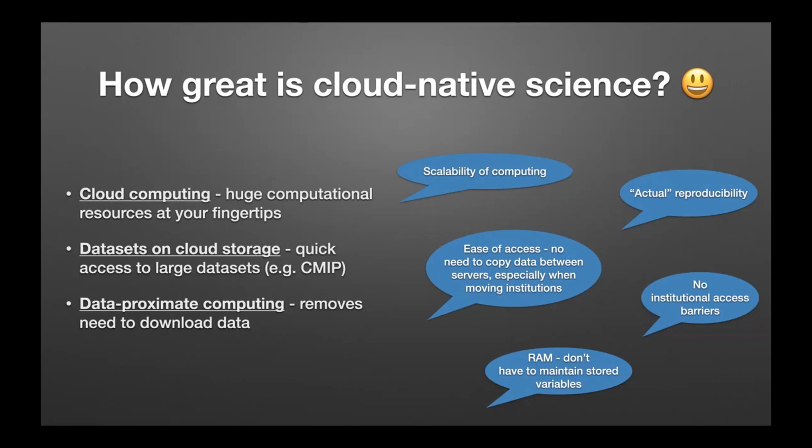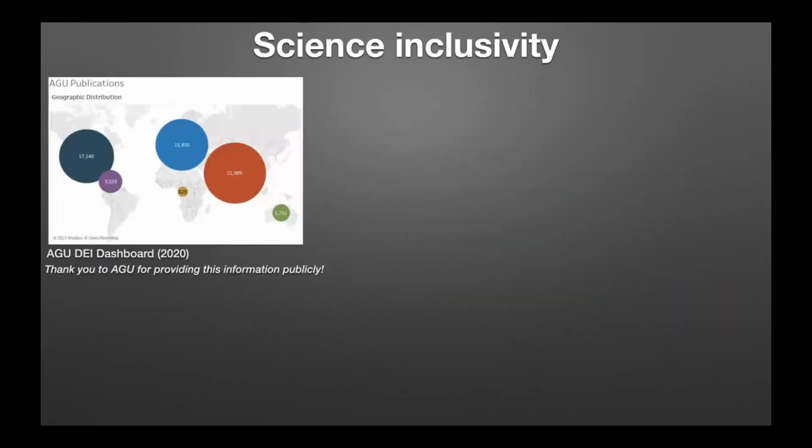So we can do that very easily on the cloud. So these are a lot of great benefits of cloud computing. Now I'm going to just take a brief aside and talk about science inclusivity. So this image here is a geographic distribution of AGU publications. Not trying to call out AGU. In fact, they were the ones that had this most readily available.